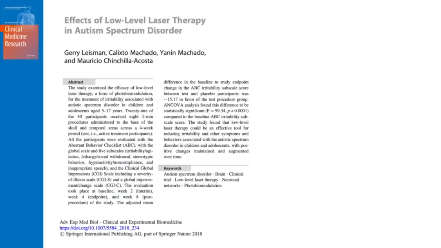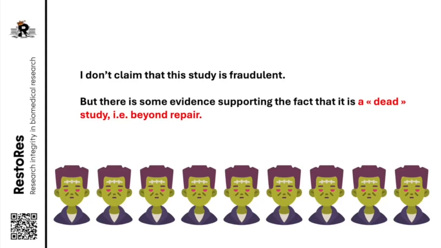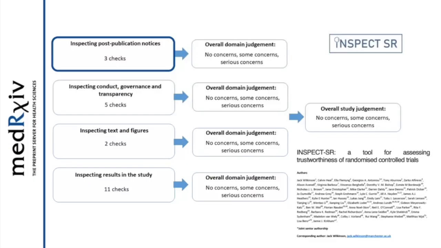So the study we are going to explore today is this study. It's a published study. It's not retracted. It's called Effects of Low-Level Laser Therapy in Autism Spectrum Disorder. This is a study that compares low-level laser therapy with what they call a placebo of low-level laser therapy. So I don't claim that this study is fraudulent. There is some evidence that this study might be beyond repair, and we will see that, but I have no idea why.